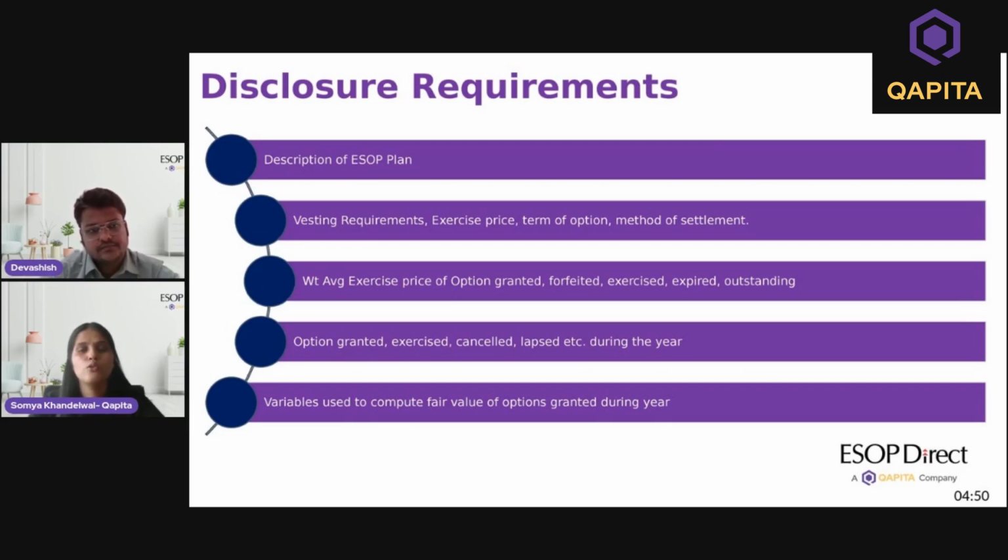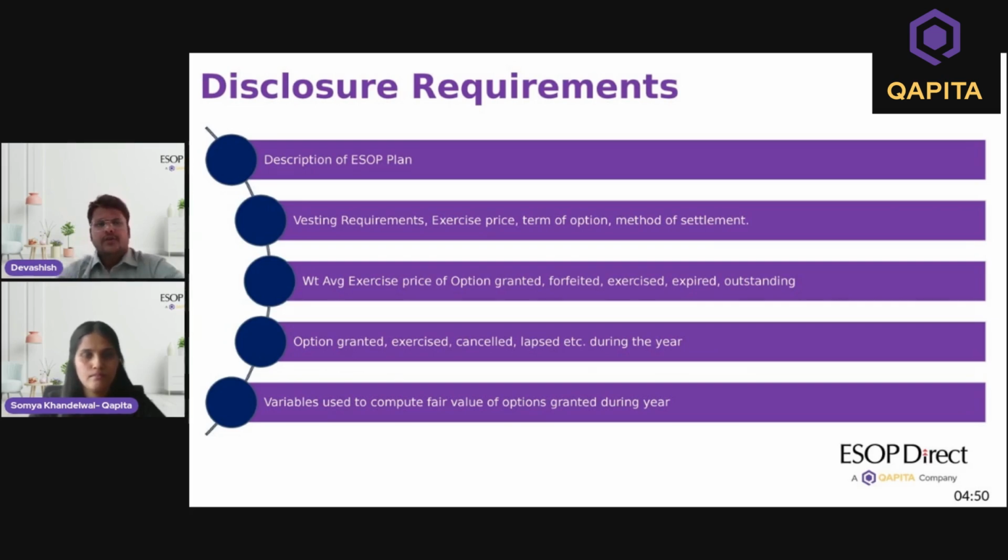Apart from these disclosures, other disclosures are if any grant has been made during the year equal to or exceeding 1% of the issued capital at the time of grant, or any grants have been made to the senior managerial person and above. So such other information is also an important part of disclosure.